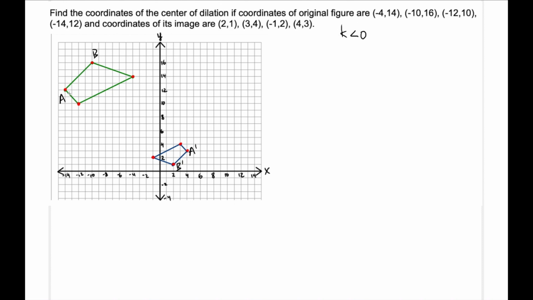Notice that we can use another pair of corresponding sides. We know that this is parallel to this, and again, because we have a consistent change: 2 down, 2 to the right. Here it's 1 down, 1 to the right. So it's proportional, and we know these two are parallel.